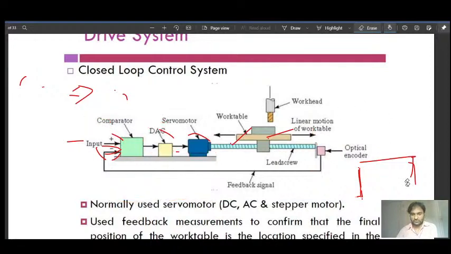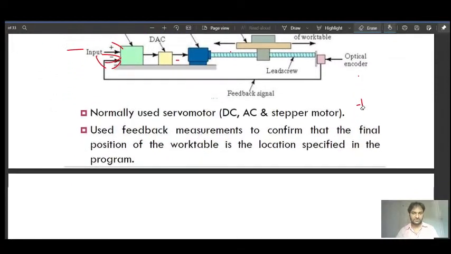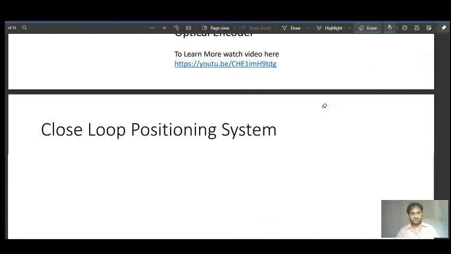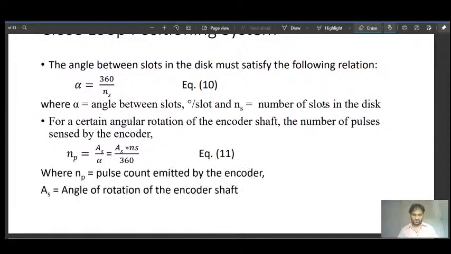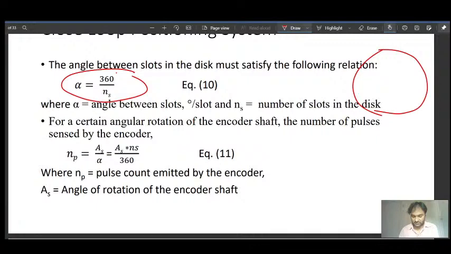So we have deduced some relations. The first one is the angle between slots in the disk, which must satisfy the following relation: alpha is equal to 360 by ns. It means whatever number of slots we have in the encoder disk, the angle between the slots can be given by alpha is equal to 360 by ns.